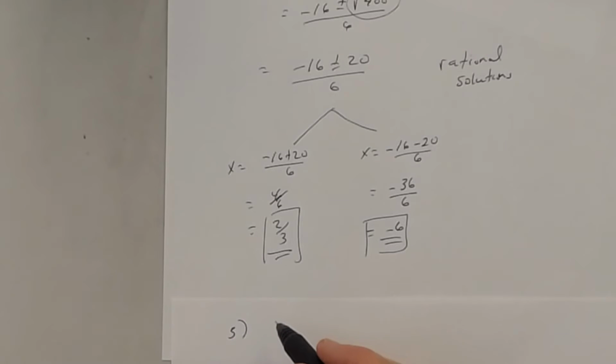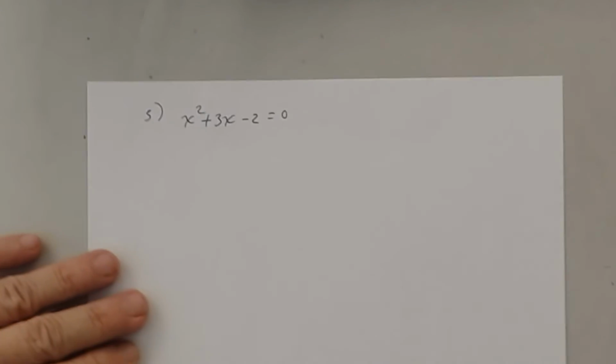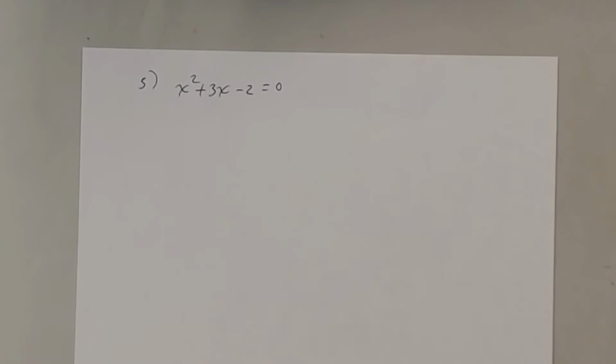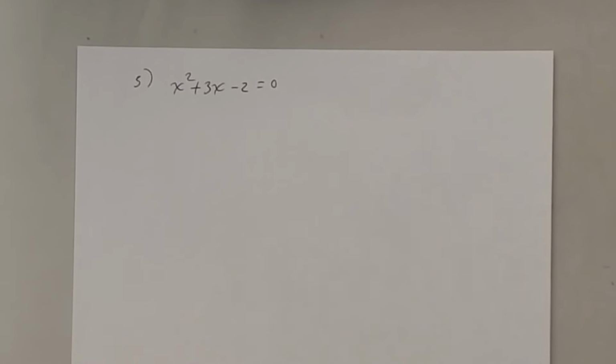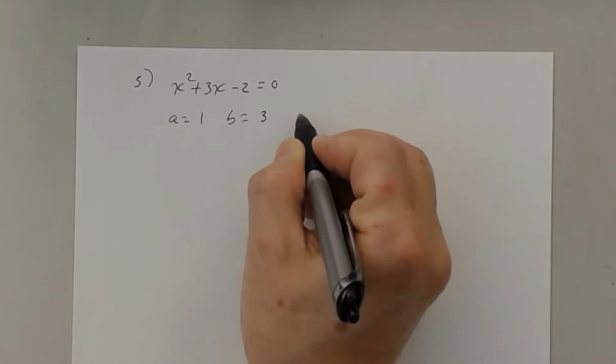Okay, number 3, let's suppose we had this. x squared minus 3x minus 2 equals 0. Okay, is this quadratic equation in standard form? Yes. So what's A? 1. What's B? And what's C?